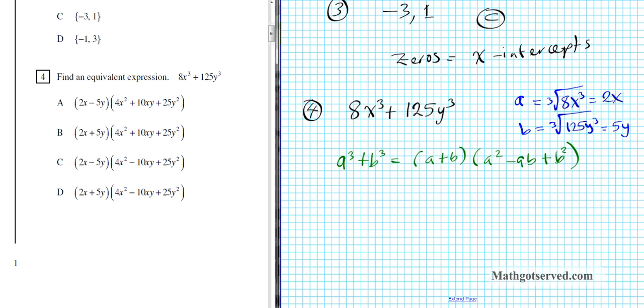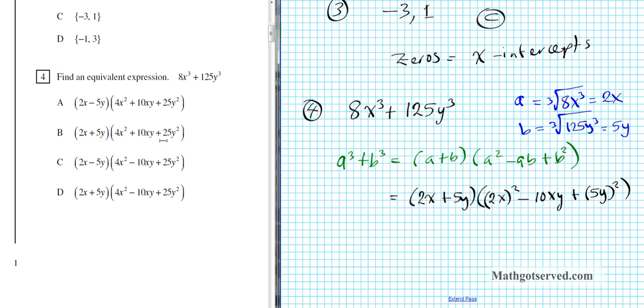So the factored form is going to be 2x plus 5y times, now you have to be really careful here. When you're squaring 2x, you have to have 2x squared. You square both of them. Okay? 2x squared minus 5xy, which is simply going to be 10xy. And plus b squared, so 5y squared.